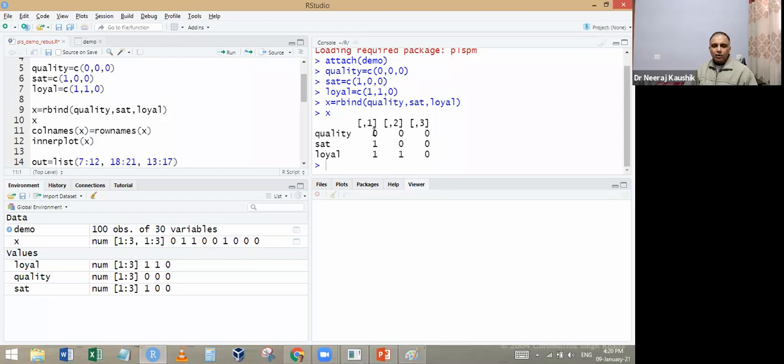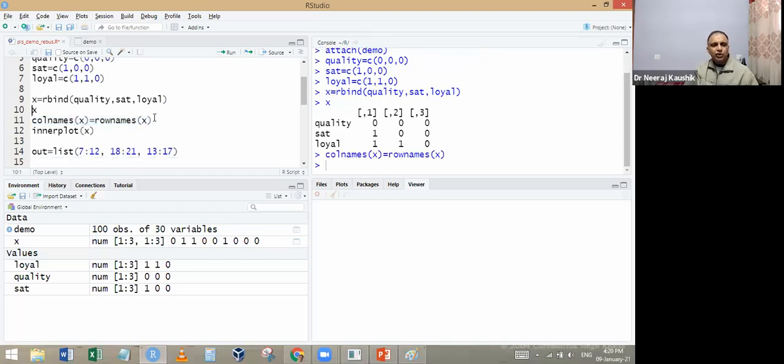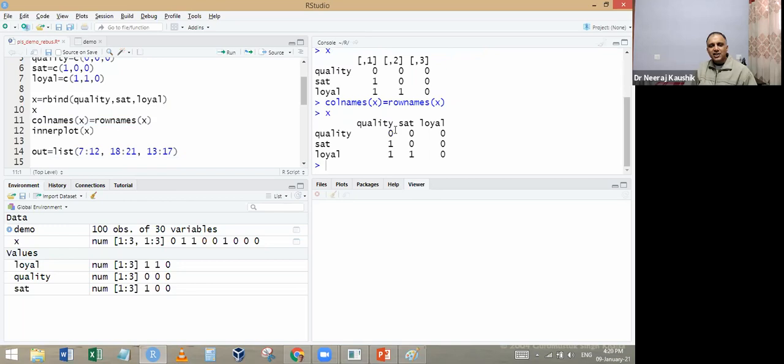Okay. Now here you can see the row has the name: there is a name of quality, satisfaction, but in the column there is no name. So I have written col name is equal to row name. These are optional things, but let's do it. Done. And now if you see what X is, it's just like the diagram I made, quality, etc. So I am basically representing the diagram in a matrix form consisting of 0 and 1.